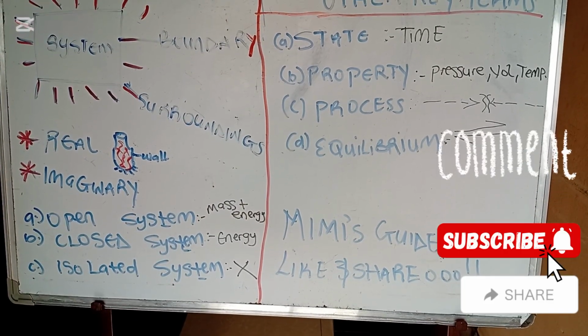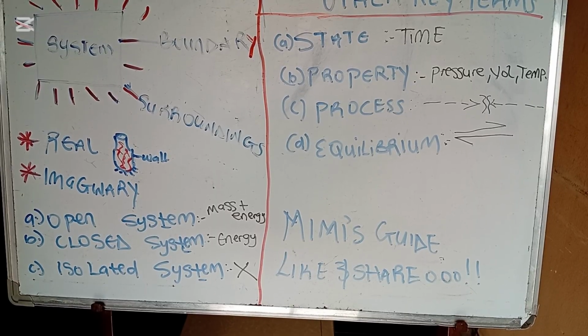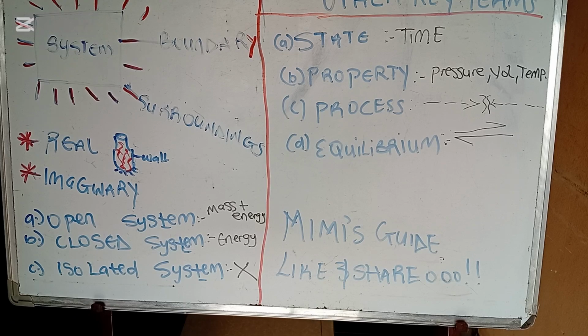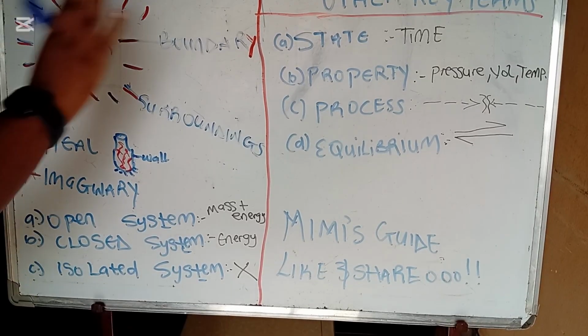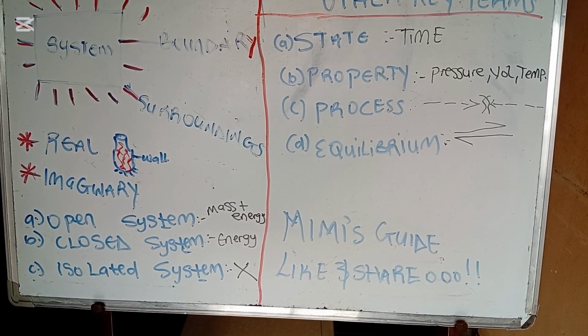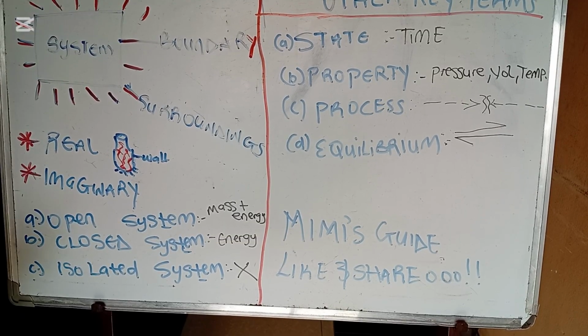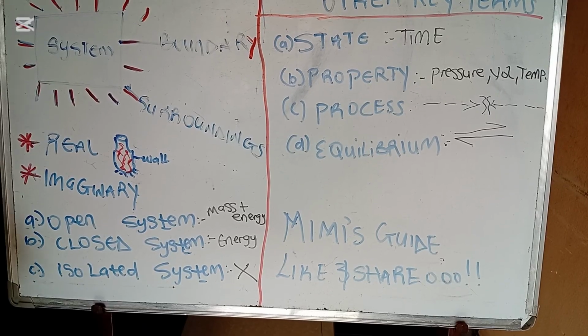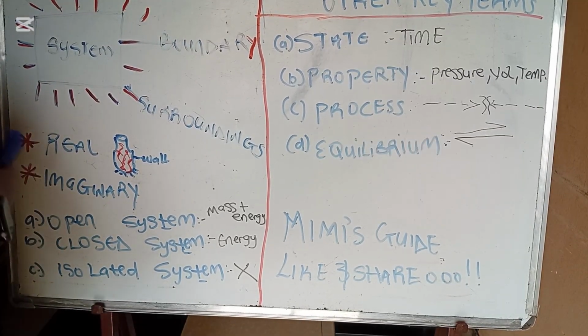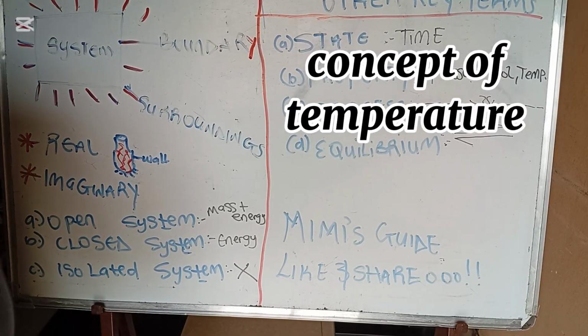So in summary, we defined the system, surroundings and boundaries, and the different types of systems. These terms will form the foundation for everything else in thermodynamics. Now that you've been able to understand the basic terms in thermodynamics, I'm sure you're ready for us to dive deeper into this course. In our next lesson, we'll move to things like the zeroth law, first law, second law, third law, the concept of temperature and all of that.